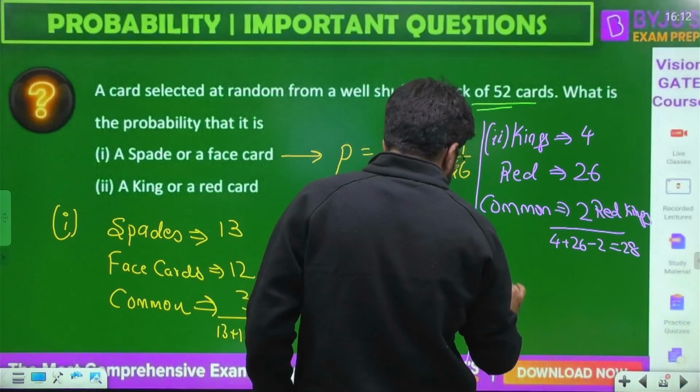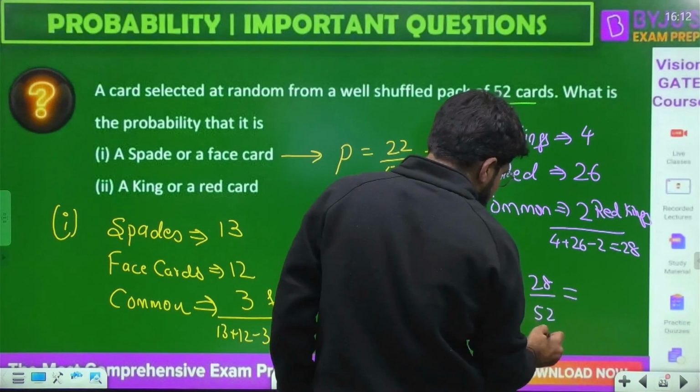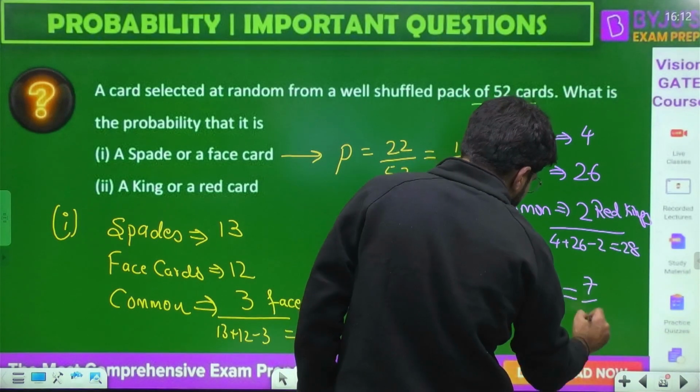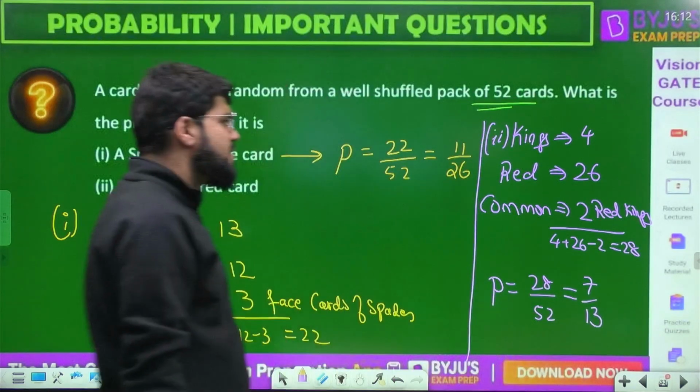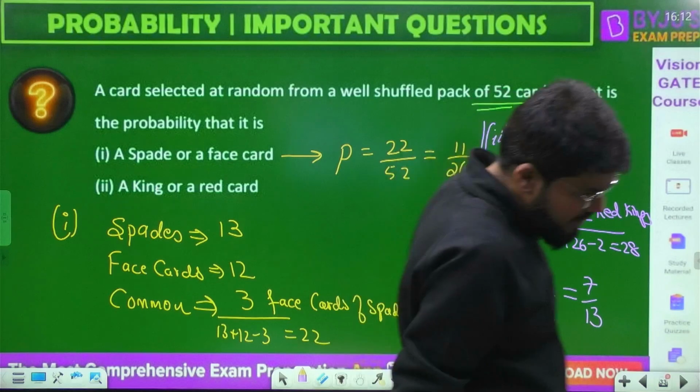So what is the probability then? It is 28 divided by 52. This can be cancelled by 4 directly. So 7 divided by 13. That is the second answer.